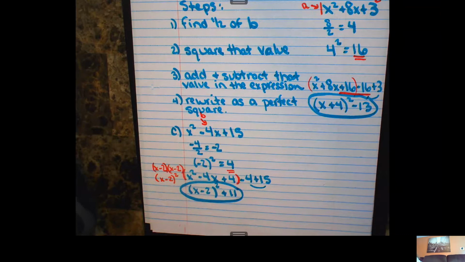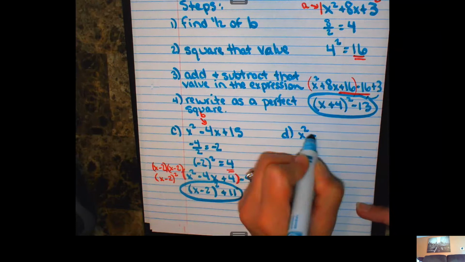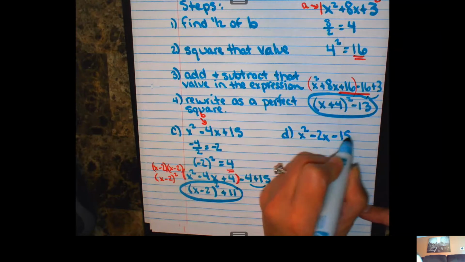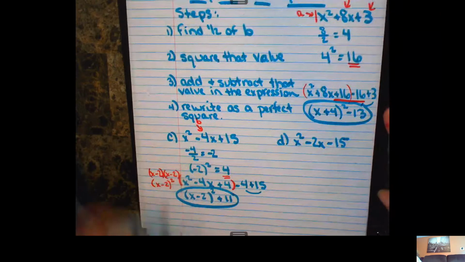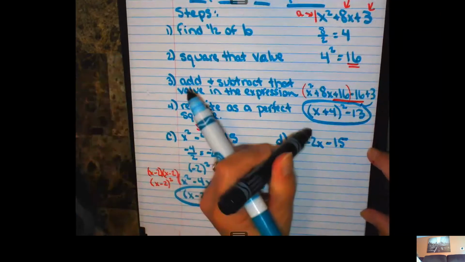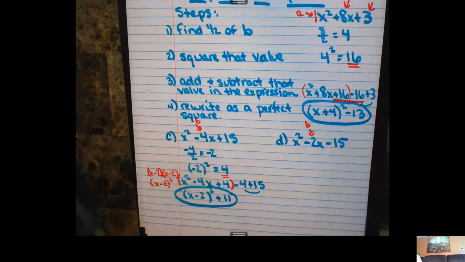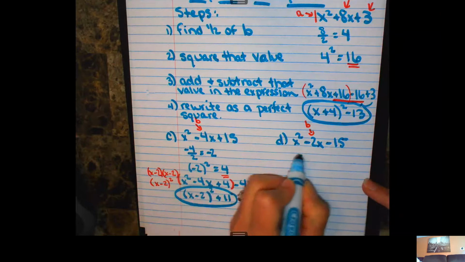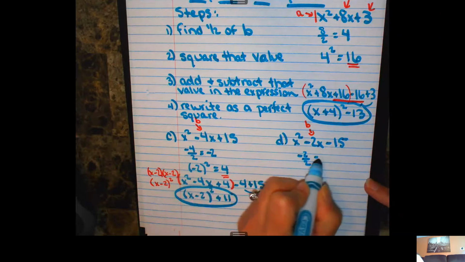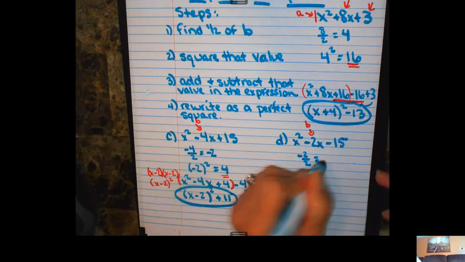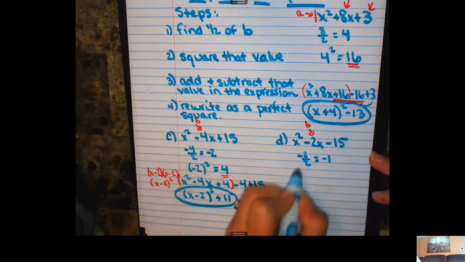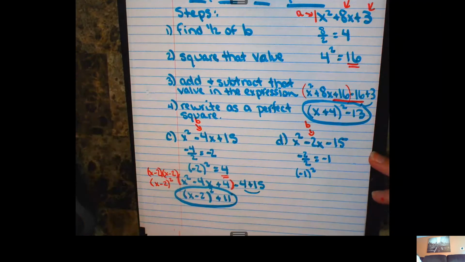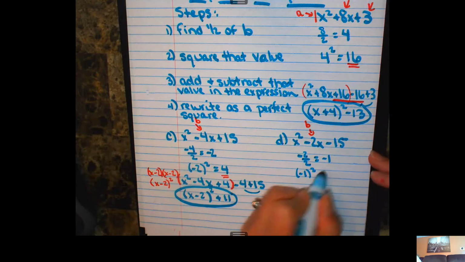So let's try this again. Example D. Can you write x squared minus 2x minus 15? So we're going to do these steps. So step 1, find half of b. Your b is your number attached to the x. So we're going to take half of negative 2. So negative 2 divided by 2. That gives us negative 1. Step 2, we're going to square that value. So we're going to take negative 1 in parentheses and square it. Well, negative 1 times negative 1 is positive 1.